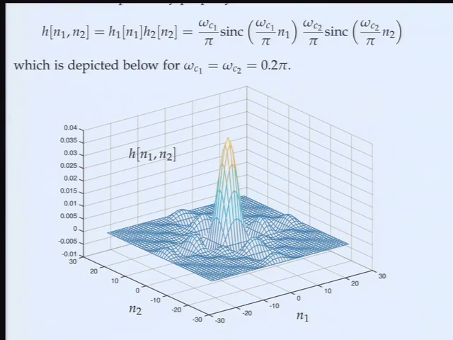So that's what it looks like. It's the product of two sincs. One is the sinc of n1. The other is the sinc function of n2. And you multiply them, you'll get this two-dimensional surface that looks like this. Right? Still looks like an octopus, right?